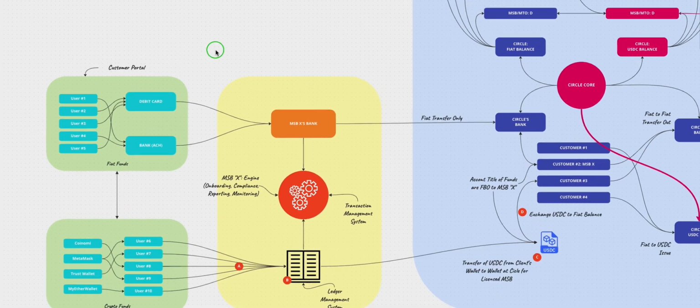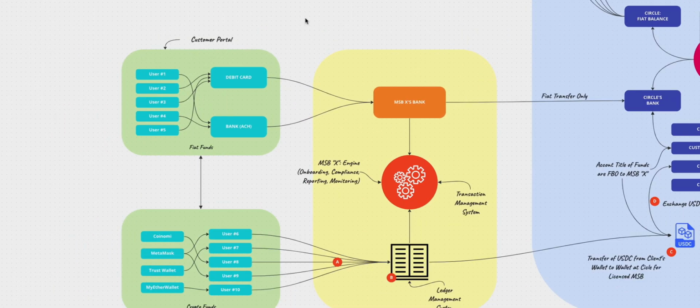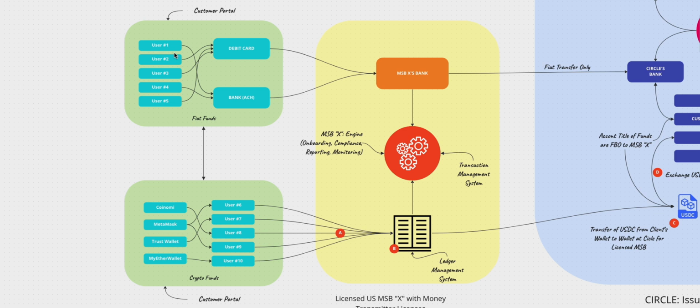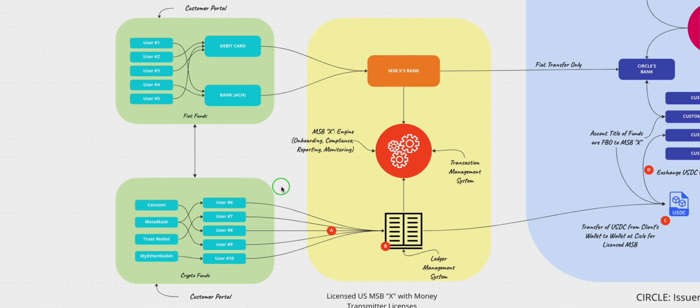It always starts with the customer portal. Here you have a customer, and the customer can do pretty much two things. A user can fund their account using a debit card or an ACH. This represents the fiat funding, and the customer portal would be that of whoever is offering the service. On the other side, a customer could use their non-custodial wallet like Coinomi, MetaMask or Trust, and load funds from there. These funds, whether in fiat or crypto, will then come over here.